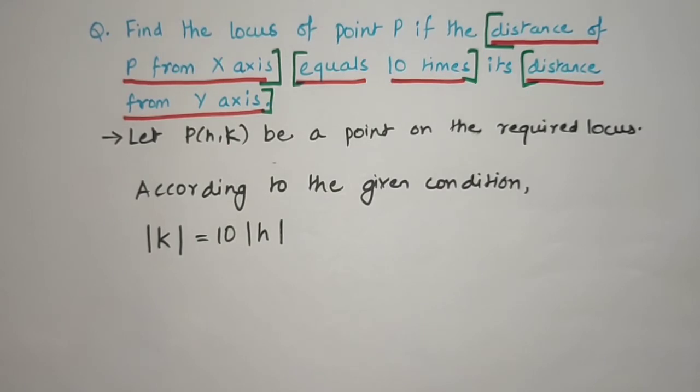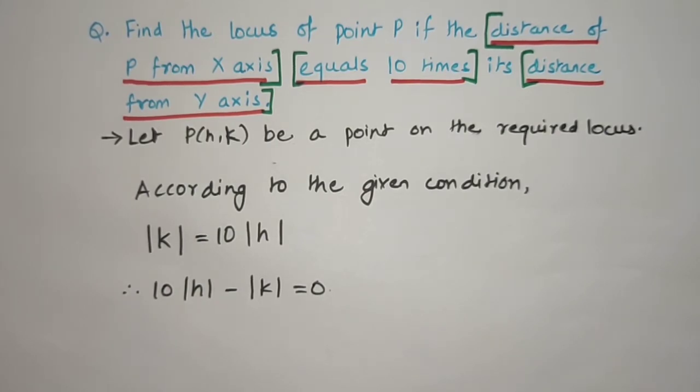Superb. So this is our geometrical condition. Mod of k equals 10 times mod of h. Now to simplify, I'll shift mod of k to the other side. So this becomes 10 times mod of h minus mod of k equals 0. Thus, our second step is over.